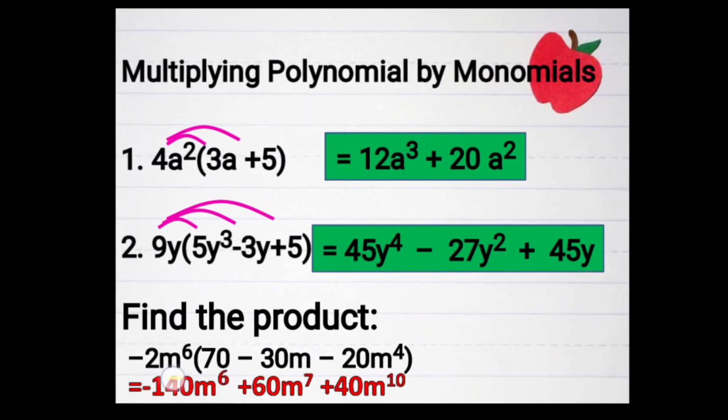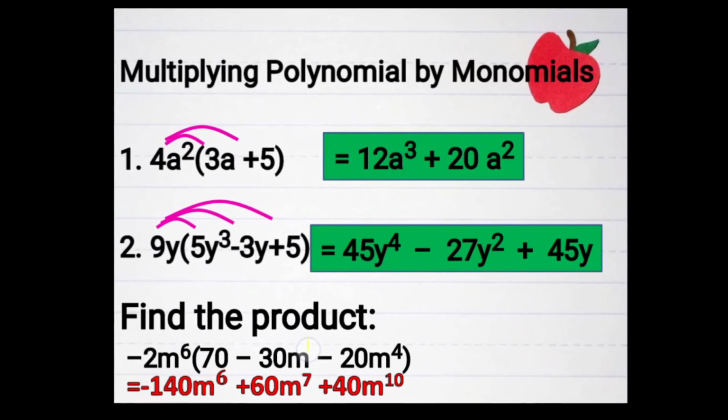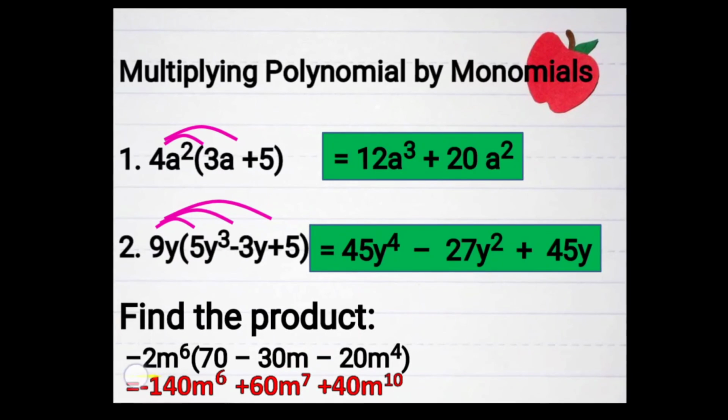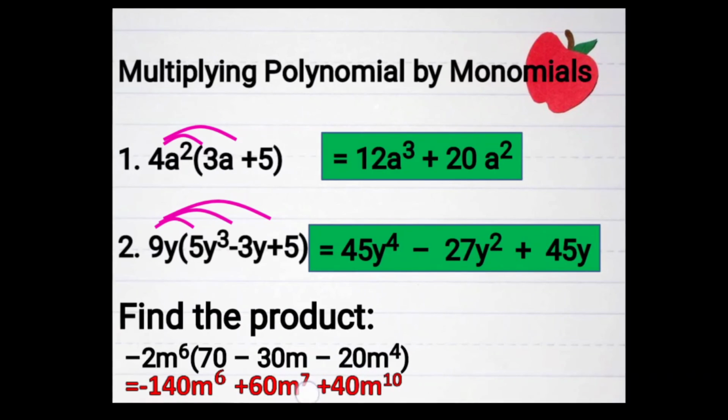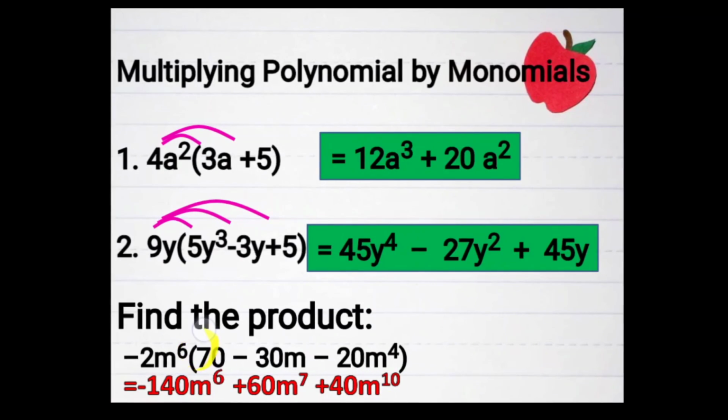Then m to the sixth times m. So copy m, add the exponents. 6 plus 1 is 7. Next, negative 2 times negative 20 is positive 40. Then copy the base m. So we have here m. Then 6 plus 4 is 10.